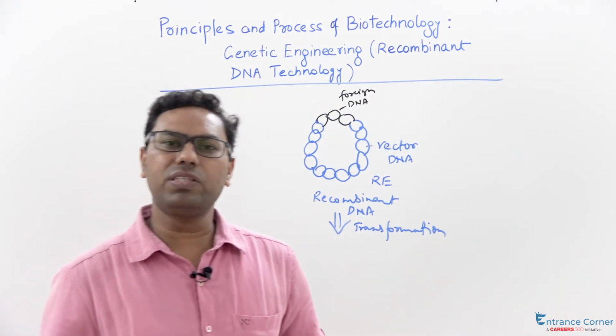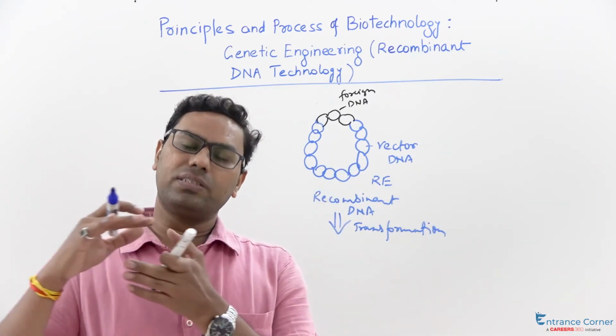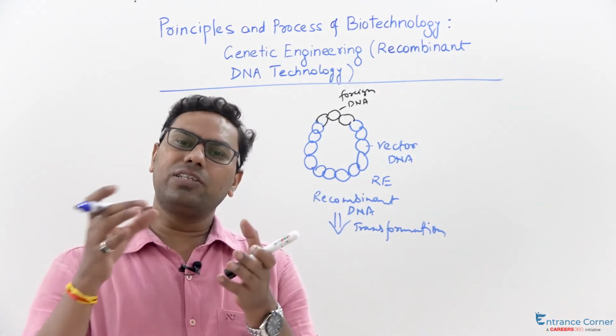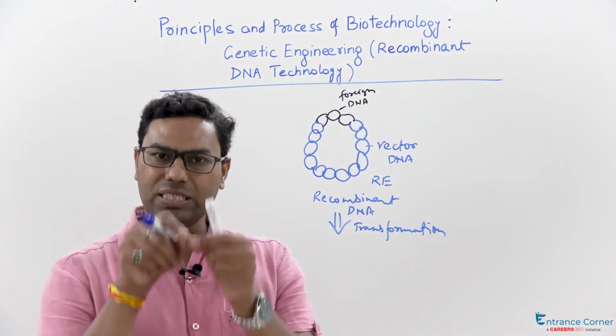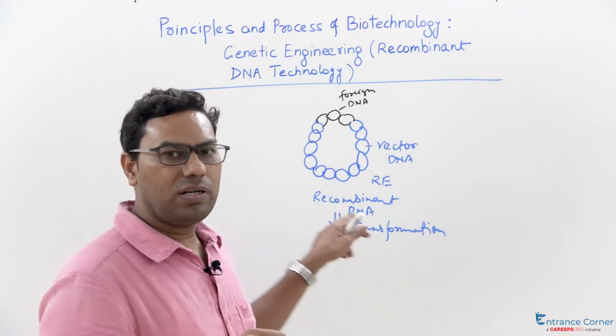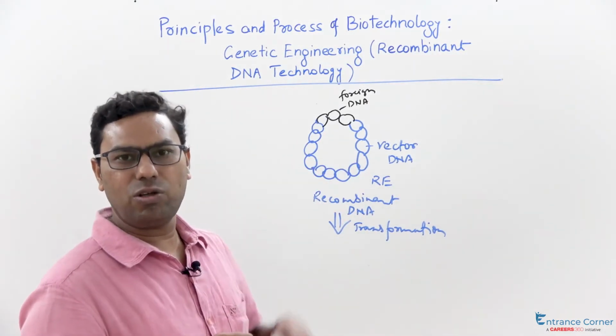So how do we achieve this? We just insert it into a certain bacteria that already has this kind of plasmid DNA. So once you insert, find out the suitable host which is related to the bacteria from which this plasmid was isolated.